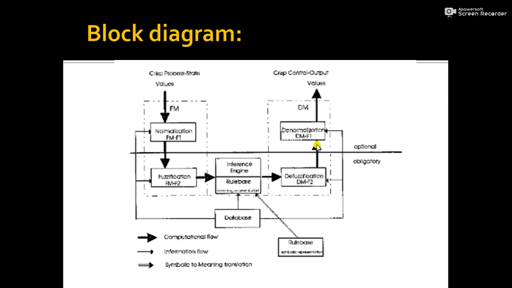Once we get the single crisp value, it is sent to the denormalization block. If we have applied the normalization, then the denormalization block will come into the picture. If we have not applied the normalization block, then denormalization will not come into the picture. Once this part is done, we get the final crisp output. So this is the entire flow of the problem.